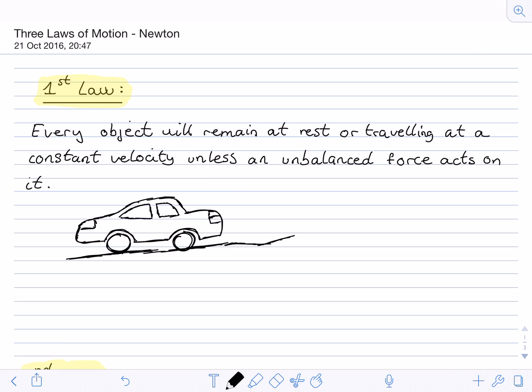not gonna move. But let's say we have Bob here, okay? And Bob is trying to push the car because he's a messer. Then what happens is that Bob is applying a force, let's say for example 80 newtons. Then what happens is that the car is going to move because there's an external force acting on it.